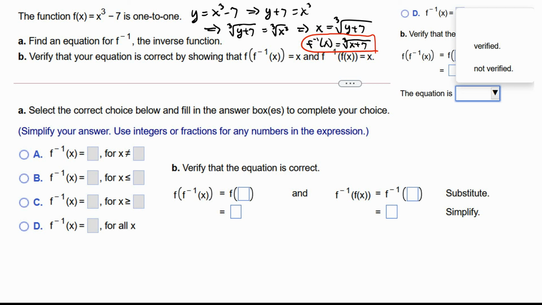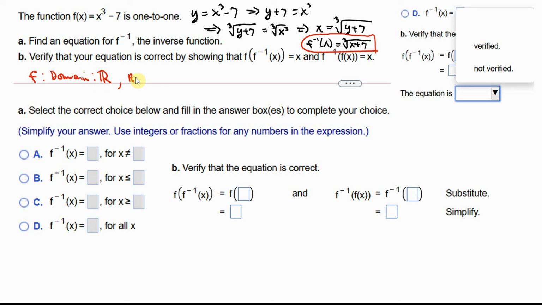And then it says verify that your equation is correct by showing that the compositions would yield x. Well, let's finish out part A. So the key thing here is, can we get the right domain for the so-called inverse? Now let's look at x to the third minus 7. So if I take the function f and get its domain, this domain includes all real numbers. Just the set of all real numbers.